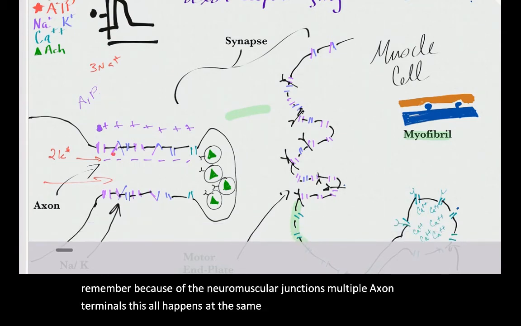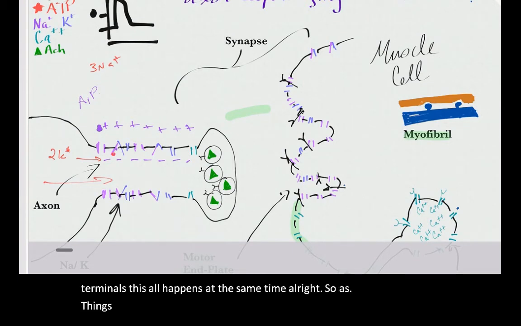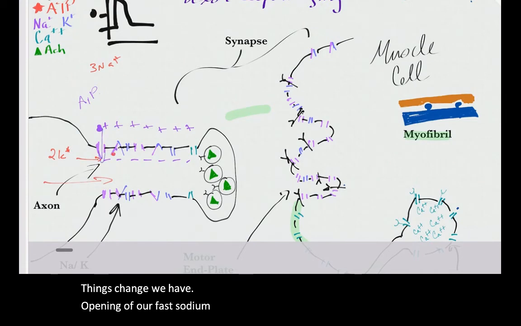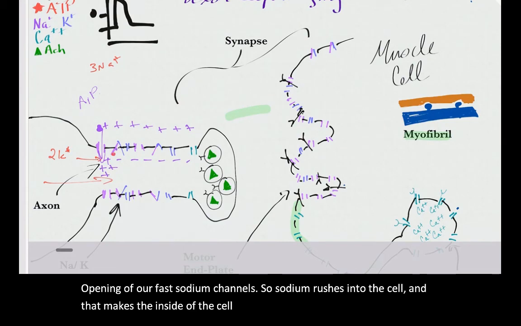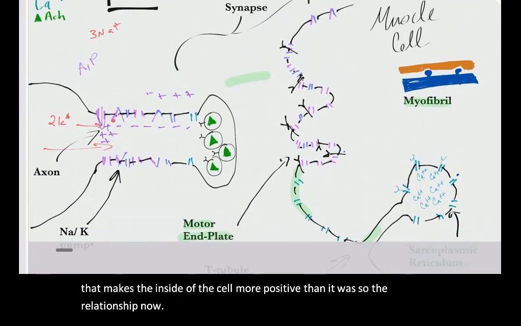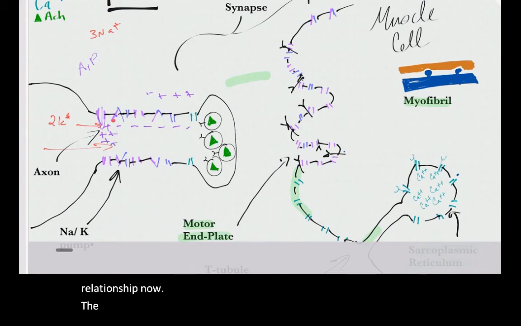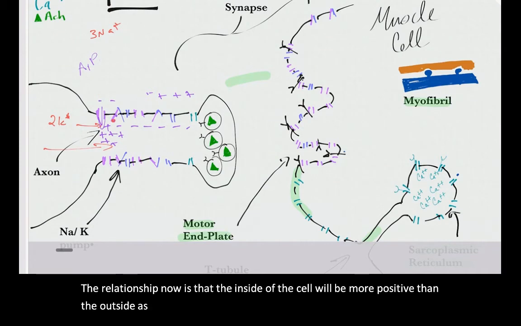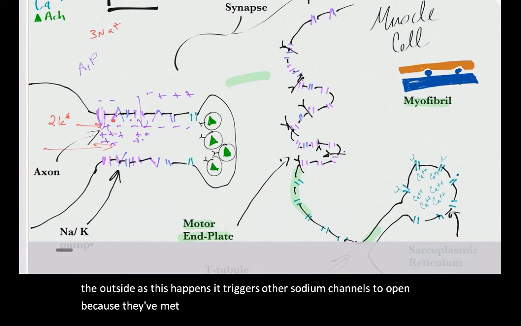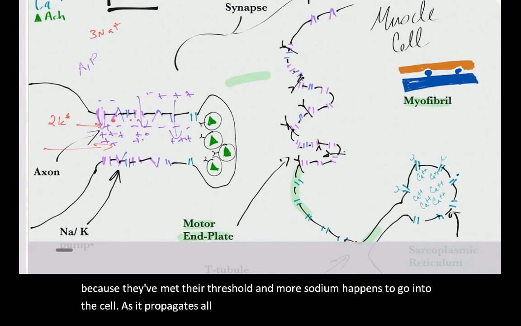All right, so as things change, we have opening of our fast sodium channels. Sodium rushes into the cell, and that makes the inside of the cell more positive than it was. So the relationship now is that the inside of the cell will be more positive than the outside. As this happens, it triggers other sodium channels to open because they've met their threshold, and more sodium goes into the cell as it propagates all the way down. Now, let's say we've gone through all of the axon, and we're now at the terminal.